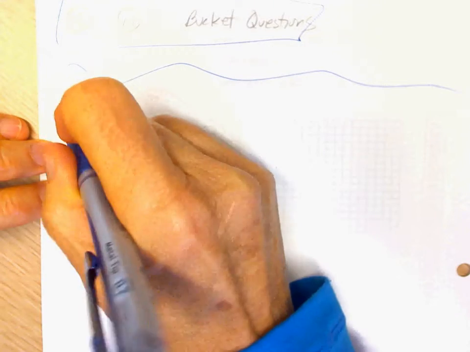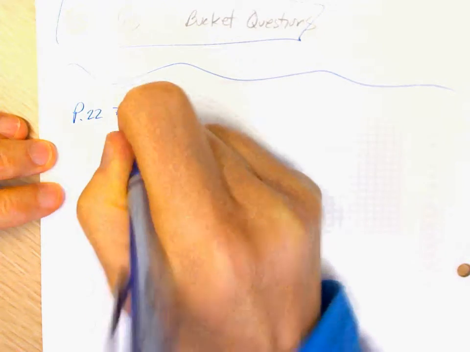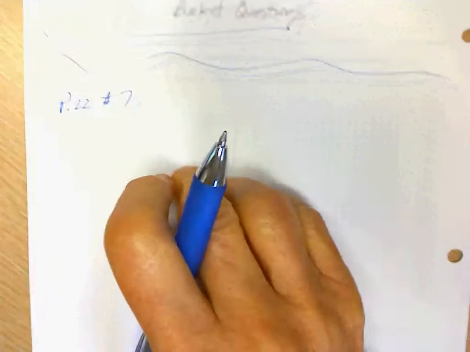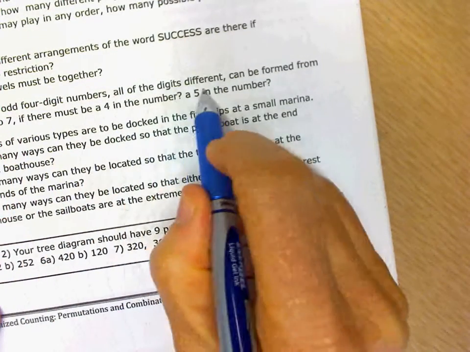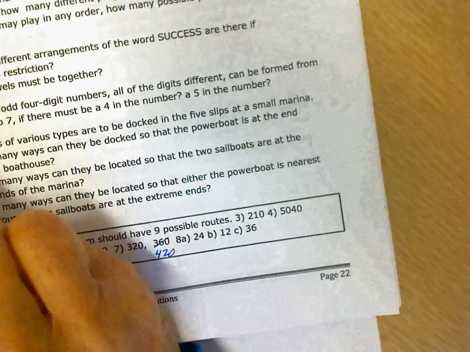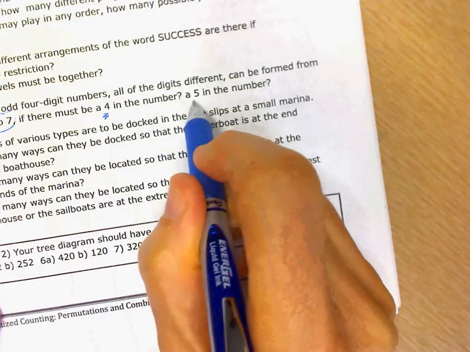Okay, this is page 22, number 7. I'll just flash that up here. How many odd 4-digit numbers, all the digits different, can be formed from the digits 0 to 7 if there must be a 4 in the number or if there must be a 5 in the number?